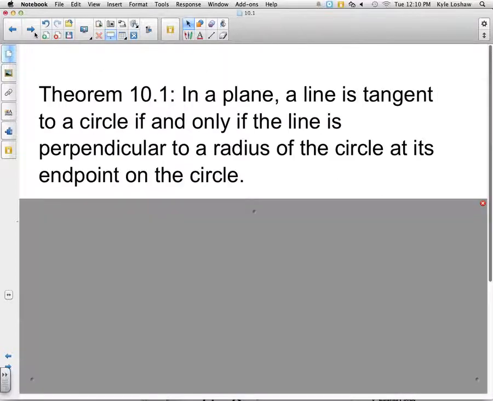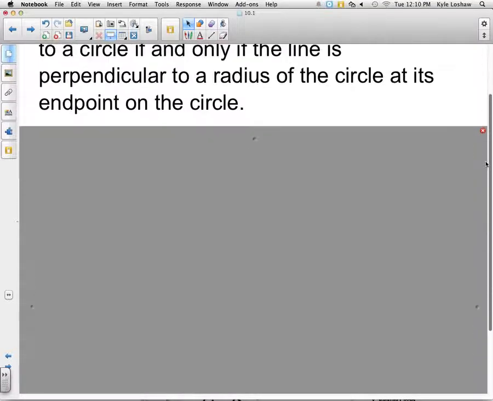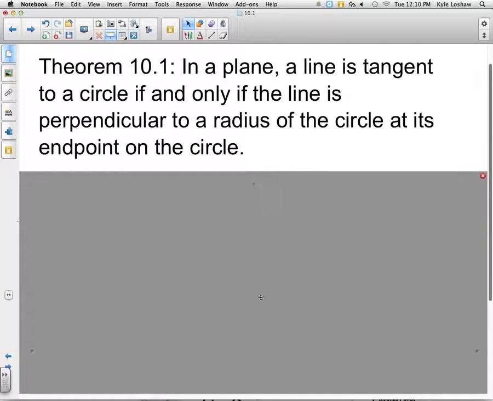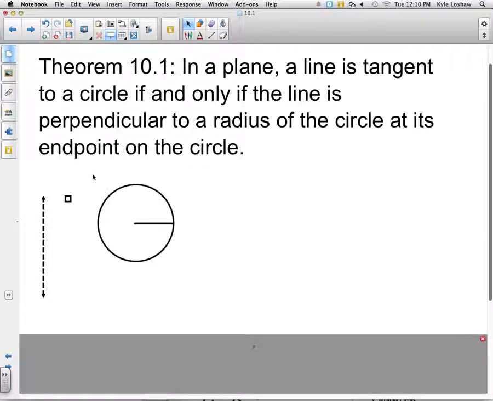Okay. Last one. Theorem 10.1. In a plane, a line is tangent to a circle if and only if the line is perpendicular to a radius of that circle. That might sound really confusing, but I promise you it makes a lot of sense. Here's our circle. And this right here, that's our radius. The line that would be tangent at that point, if we take this line, that would be our tangency line, where it touches right there.